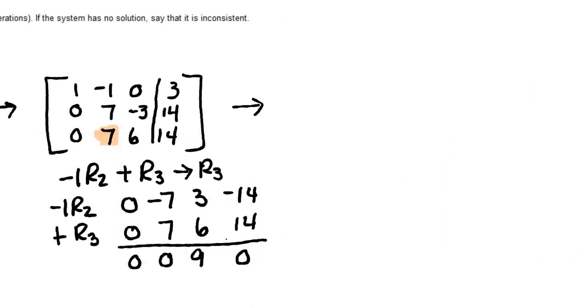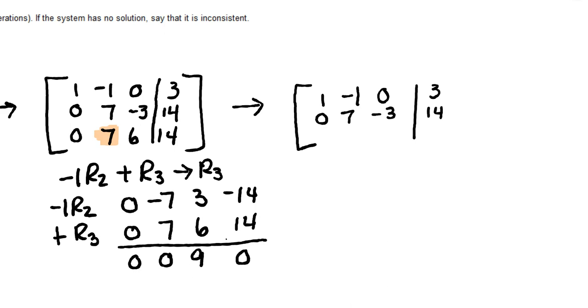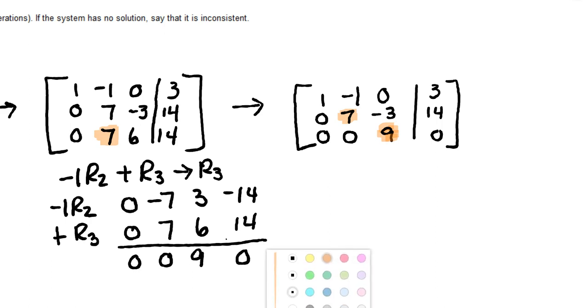I'll write my new system, which is 1, negative 1, 0, 3, 0, 7, negative 3, 14. So row 1 and 2 didn't change. And then row 3 becomes 0, 0, 9, 0. And ideally we would have 1s along the diagonal, but you actually don't need them to solve the system. All you need is these zeros here. So I'm going to go ahead and solve the system.